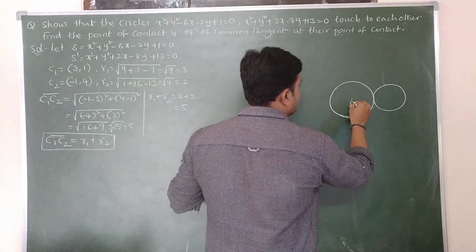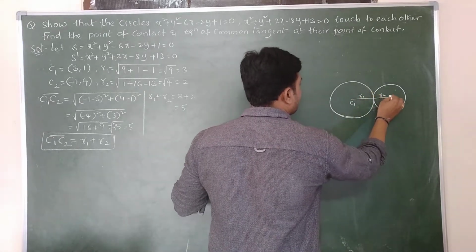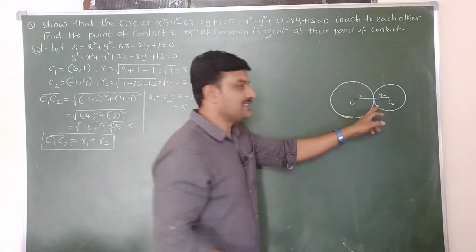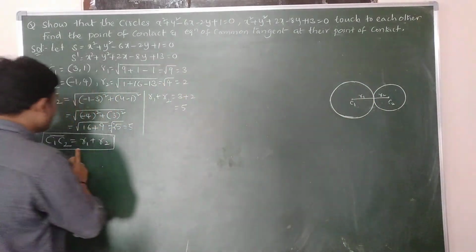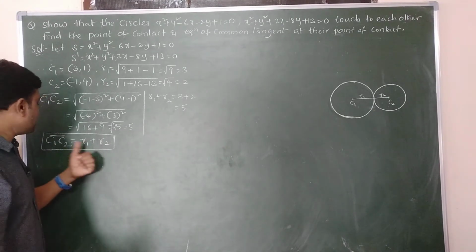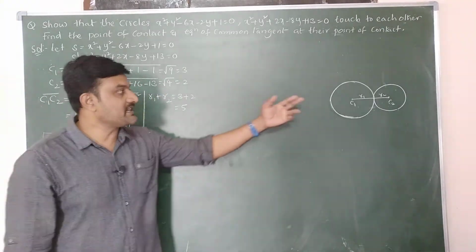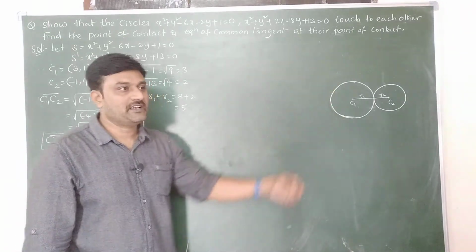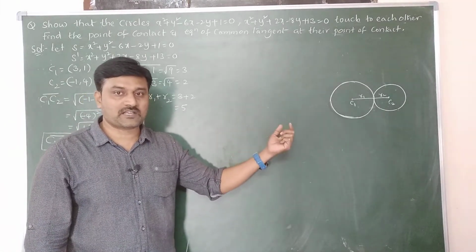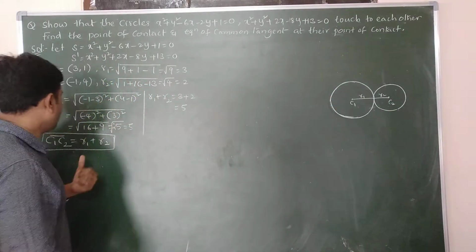This is C1C2 equals R1 plus R2, so the circles touch each other externally. Circles touch externally when C1C2 equals the sum of R1 and R2. If C1C2 equals the modulus of R1 minus R2, then the circles touch each other internally. But here it is externally.